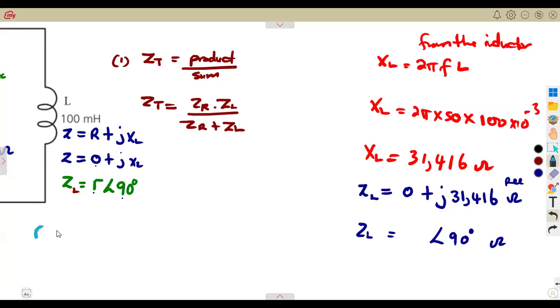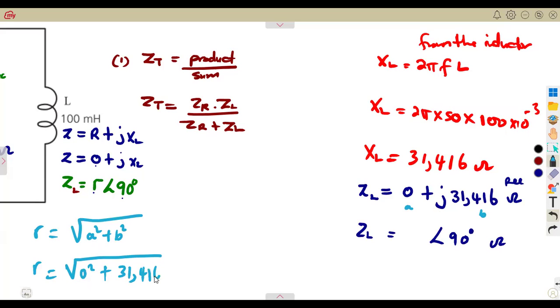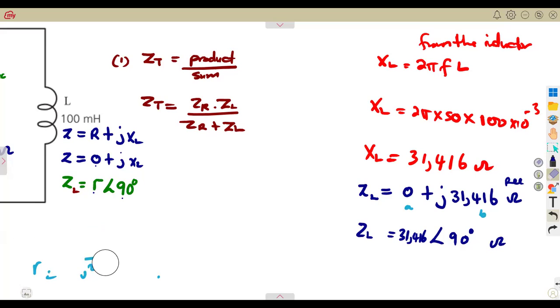Remember, guys, how do you calculate? R is equal to the square root of A squared plus B squared. So it means R was going to be the square root of, this is our A, this is our B, so that's 0 squared plus 31.416 squared. So guys, if you simplify this, you're going to get the same 31.416. You're still going to have the same value if you simplify properly.